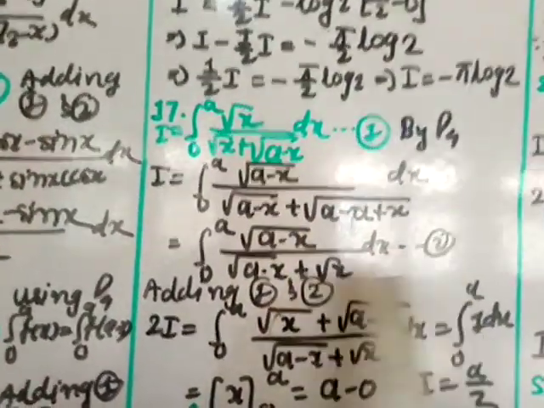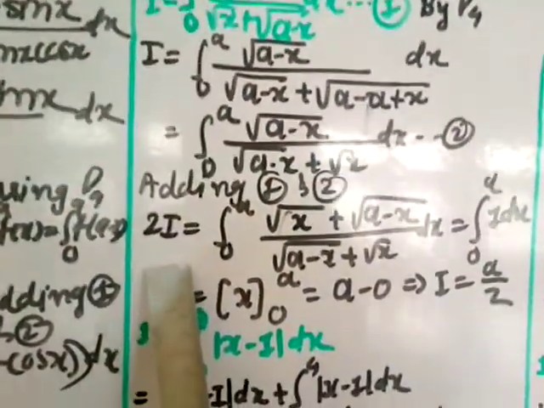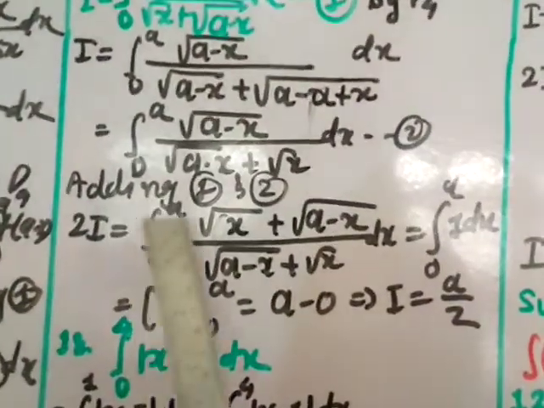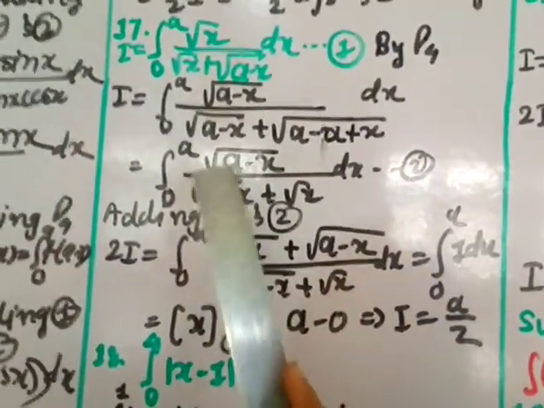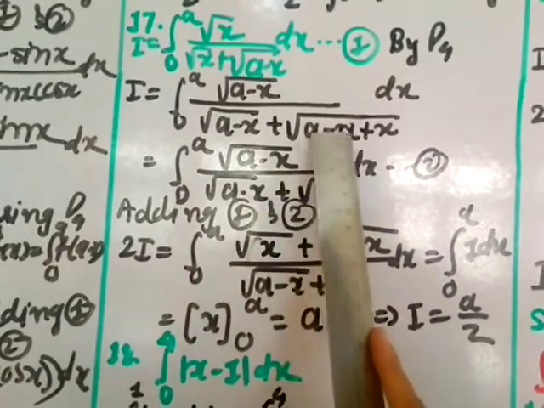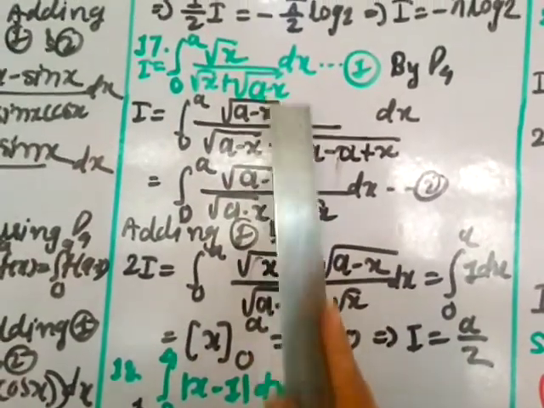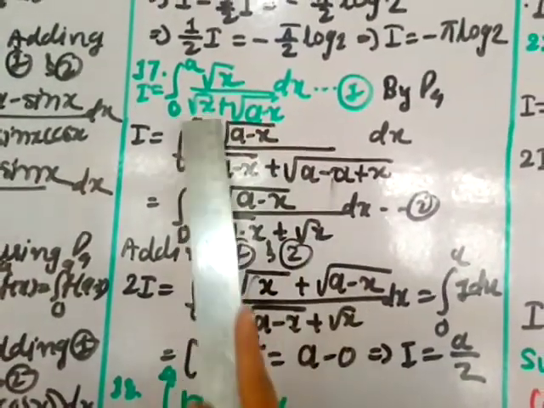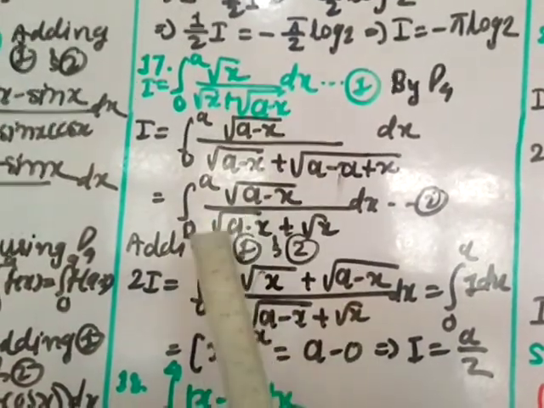Now add 1 and 2. Adding 1 and 2, this side gives you 2I equal to integral 0 to a. I am just adding together because this denominator is the same. These two denominators are the same: root x plus square root of a minus x.